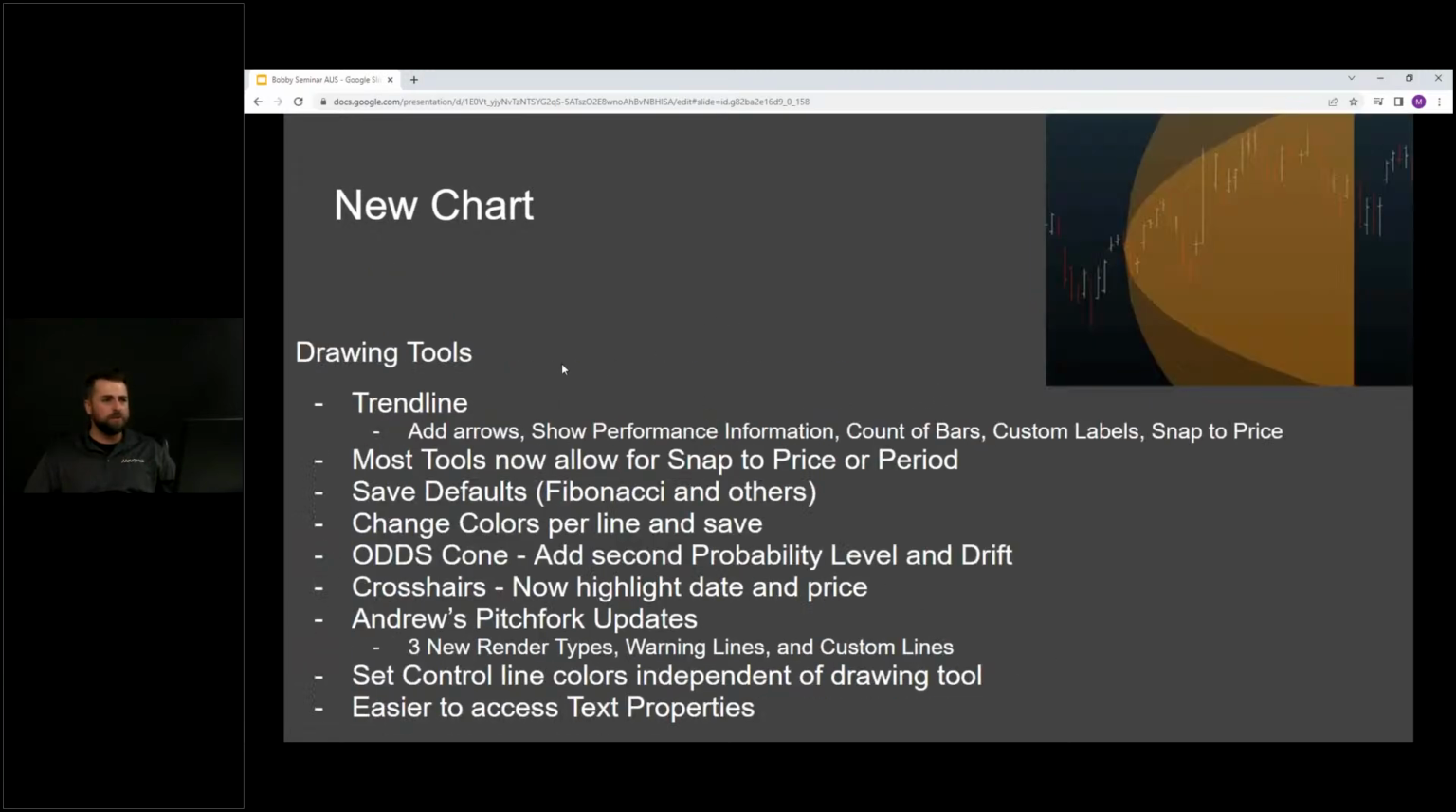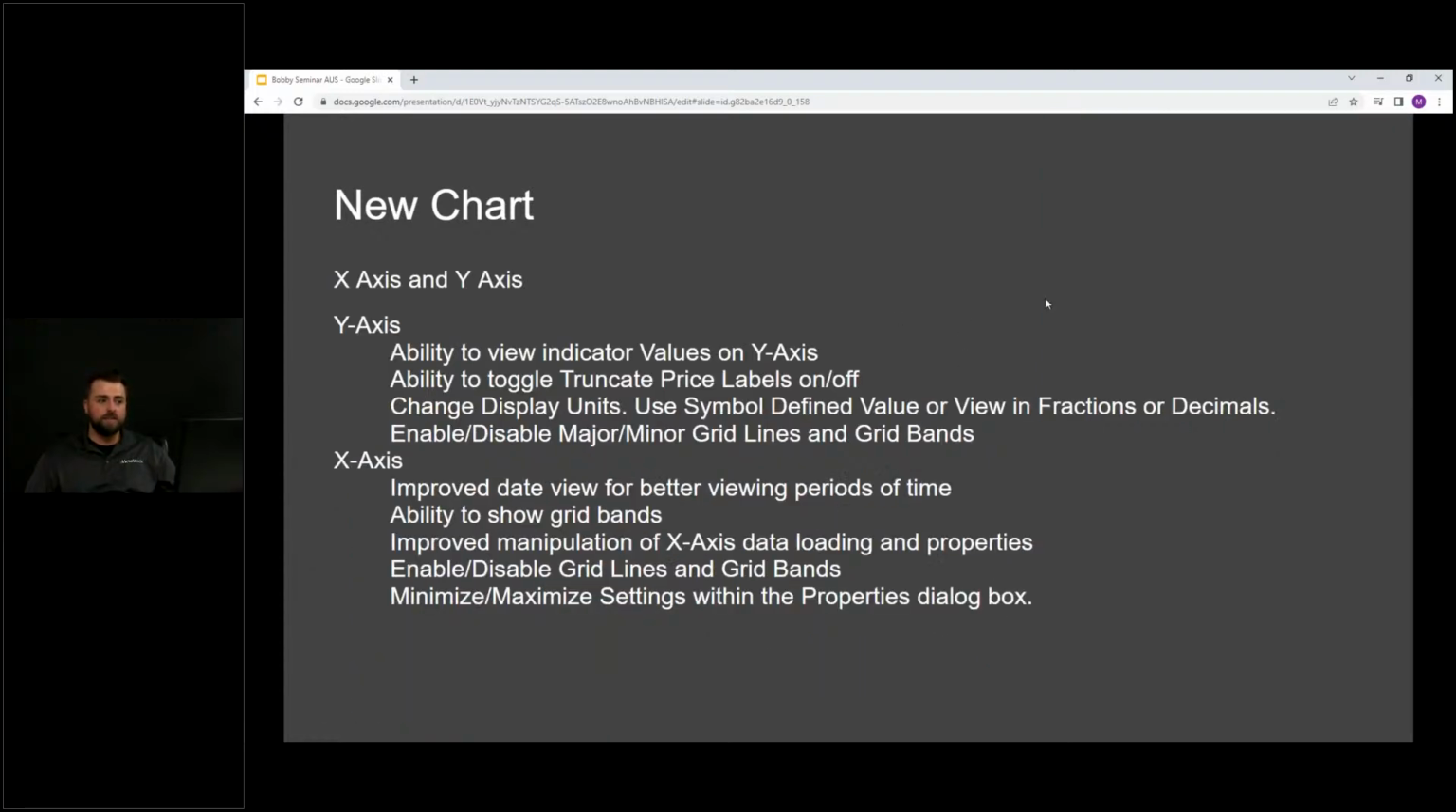The scroll preview, we went through that. Not only do we have the really unique trend line, but most of the tools now you can snap to price or period. So instead of just being a random line drawn on there, you can choose whether it's attaching to your price point or to a date. You can save all sorts of defaults to create new defaults, like with Fibonacci's and others, and change the lines and colors. You can also change the transparency or opacity that shows up. You can kind of see that in this here, how you can see through this indicator. So that's a really unique thing. That's using the odds probability cone right there.